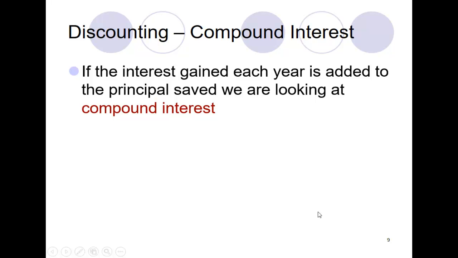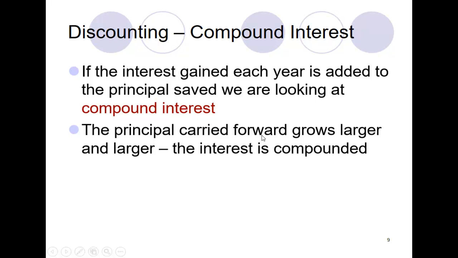If the interest gained each year is added to the principal value, we're looking at compound interest. Instead of taking out the interest every year, the interest is actually gaining interest itself.